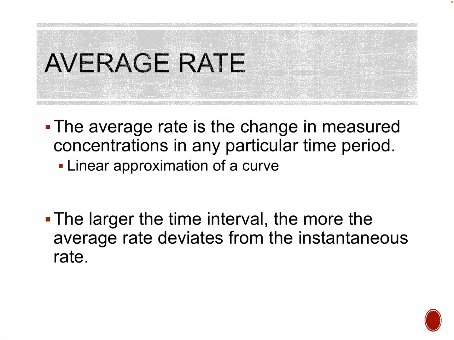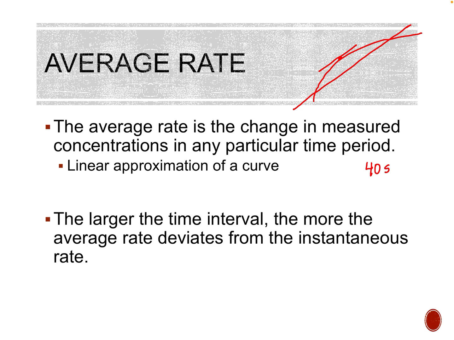Okay. So our other type of rate that we were going to talk about was the average rate. The average rate is the change in measured concentrations over a given time period, right? Maybe say over 40 seconds or so. And this is going to make a linear approximation of a curve. So again, if our curve looked like this, right, we're going to say, okay, well, instead of taking the slope of the line tangent, that would be our instantaneous rate, we're just going to say, instead of this being a curve, we're just going to pretend it's a straight line, right?